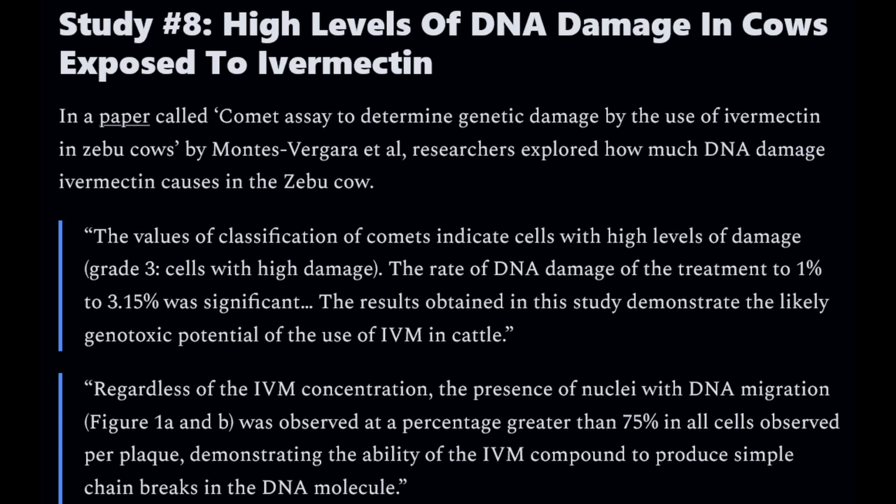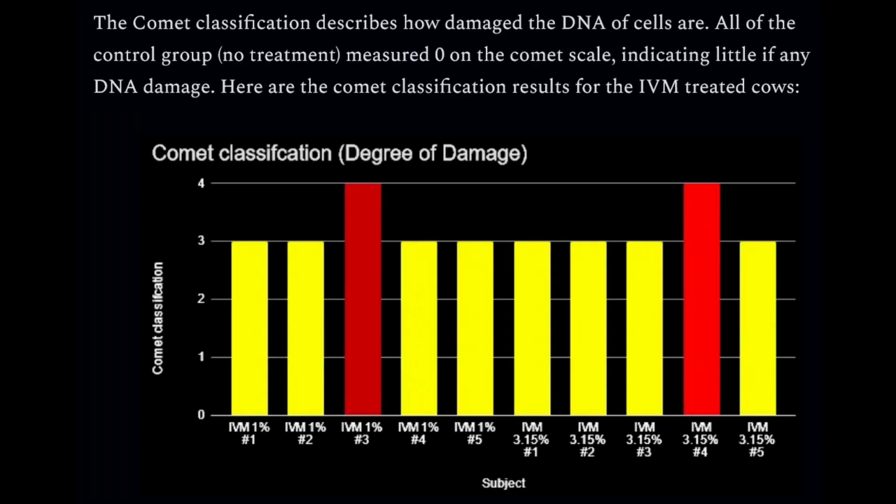Quote, regardless of the ivermectin concentration, the presence of nuclei with DNA migration was observed in a percentage greater than 75% in all cells observed per plaque, demonstrating the ability of the ivermectin compound to produce simple chain breaks in the DNA molecule. So here's the chart of what they found. On the x-axis, we have each of the different subjects. Some of them receiving 1% ivermectin, and some receiving 3.15% ivermectin. And what they found is striking.